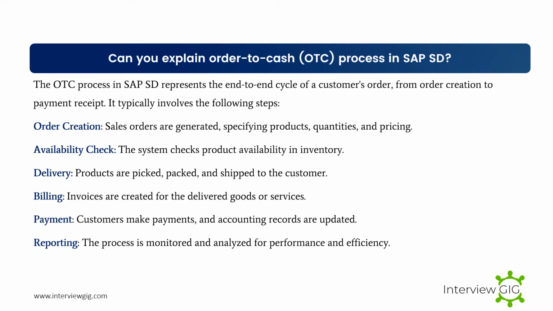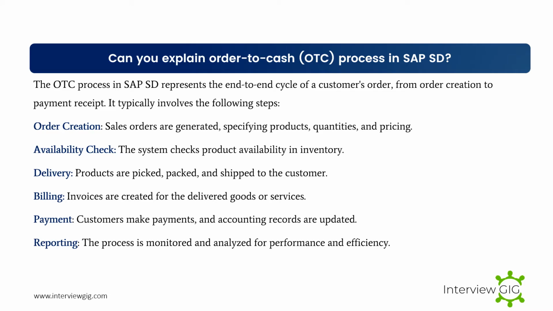Can you explain the order-to-cash (OTC) process in SAP SD? The OTC process in SAP SD represents the end-to-end cycle of a customer's order, from order creation to payment receipt. It typically involves the following steps. Order creation: sales orders are generated, specifying products, quantities, and pricing. Availability check: the system checks product availability in inventory.